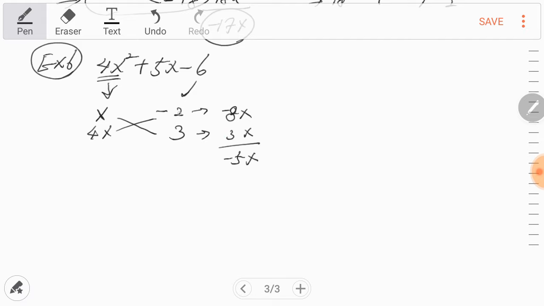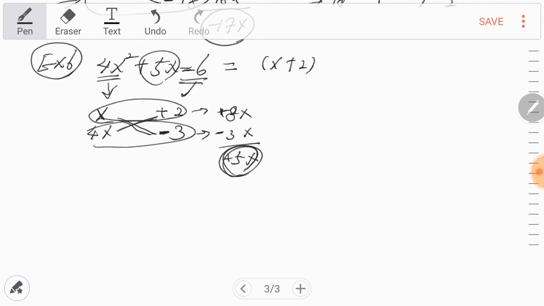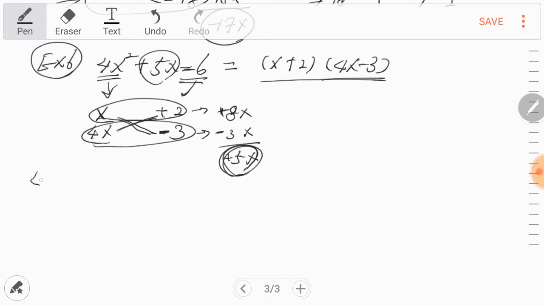So for the last term, negative 6, we can put the negative sign on 3, and 2 is positive. So 2 times negative 3 is negative 6. Then this product is positive 8x. This is negative 3x. The sum is 5x. So the result is same as the second term. So this is equal to x plus 2 times 4x minus 3. Done.